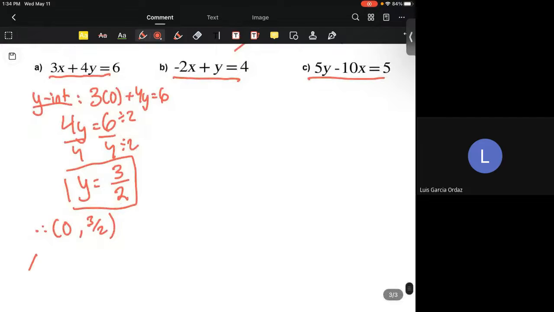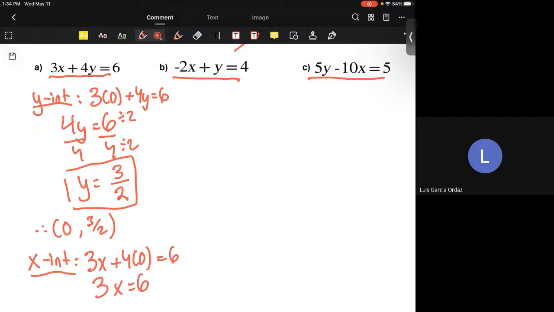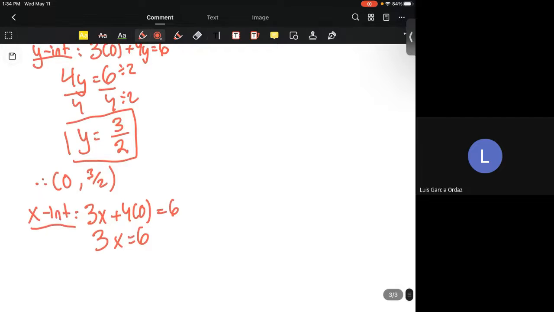So my x-intercept, just set y equal to 0. So I'm going to get 3x plus 4 times 0 is equal to 6. So I get 3x is equal to 6. Sean, how do I solve for x?